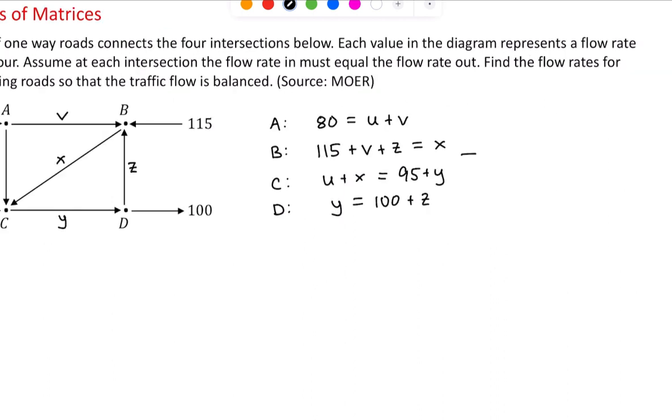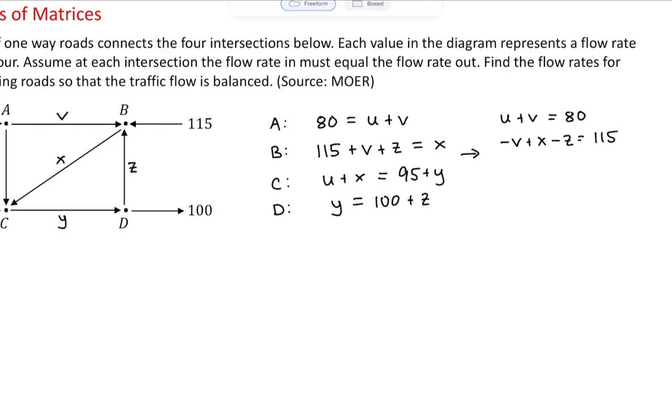I'm going to rewrite these equations so I have the variables on the left and the constants on the right. And let's go in the order where we have u, v, x, y, z. So the first equation is basically saying that u plus v has to equal 80. So that one I'm just moving the 80 to the right side instead. The next equation, I'm going to move both these terms to this side over here. So we would have a negative v. There's no u though. We do have a positive x. There would be a negative z, and this would have to equal 115.